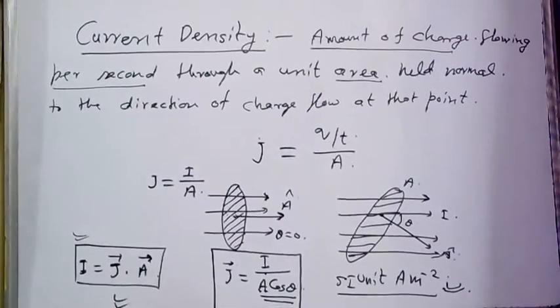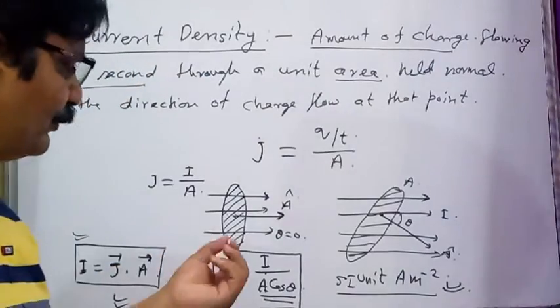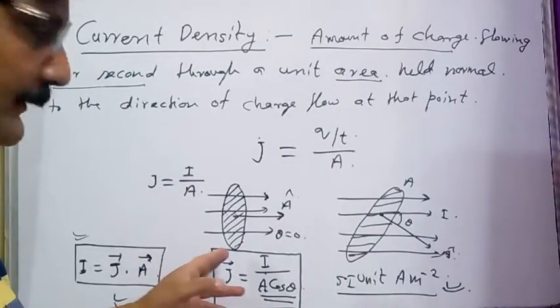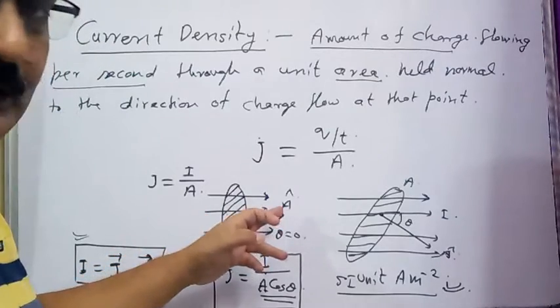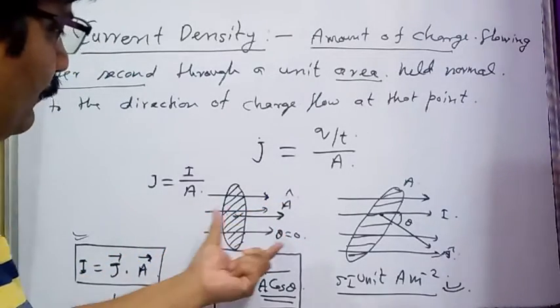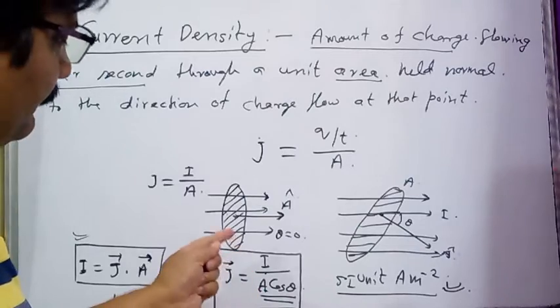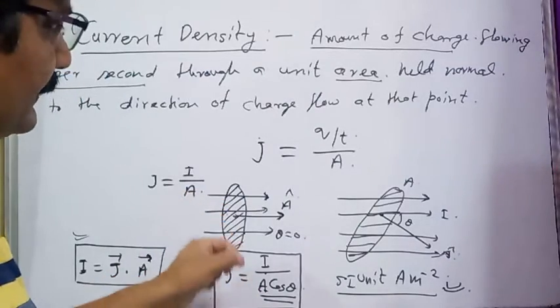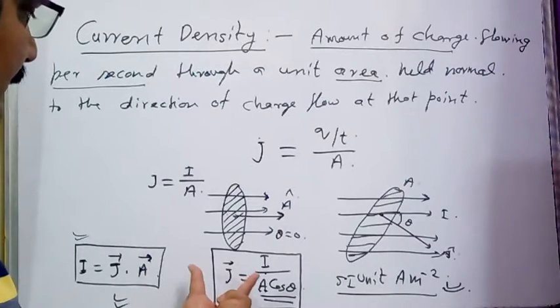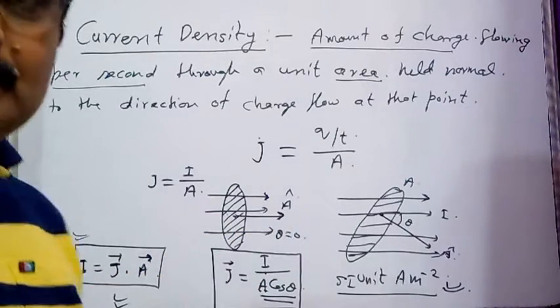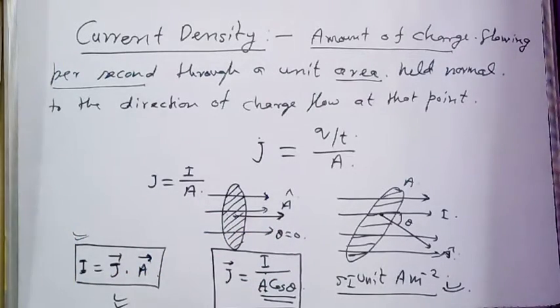If current density is a vector quantity, then what is going to be the direction of this vector? The direction of the current density is in the direction of the positive charge flow through a conductor, if an electric current is established in that conductor. So the direction of the current density is similar to the direction of the positive charge flow.